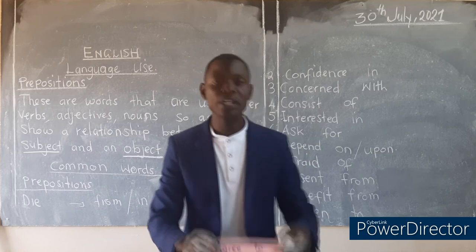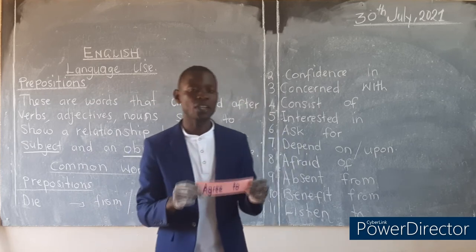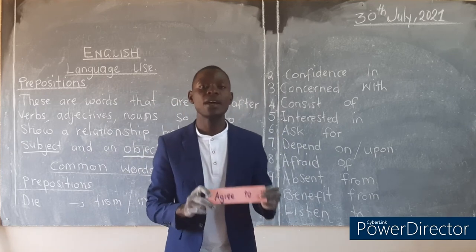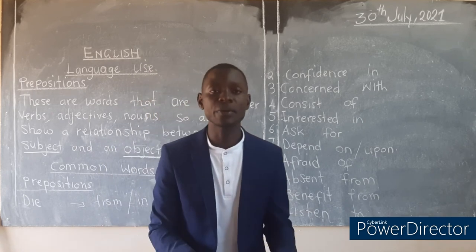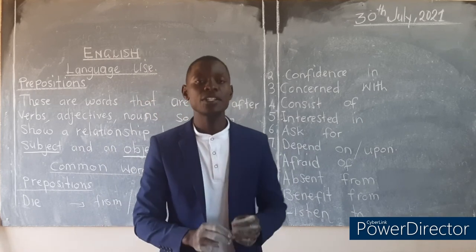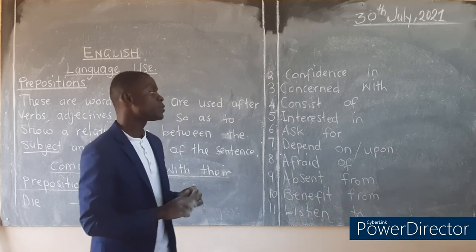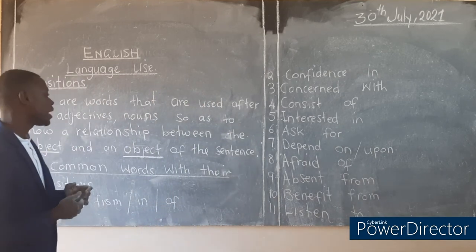Then the last word is agree. We have the word agree. What is the preposition of the word agree? We have agree to. So the word to is the preposition for the word agree.